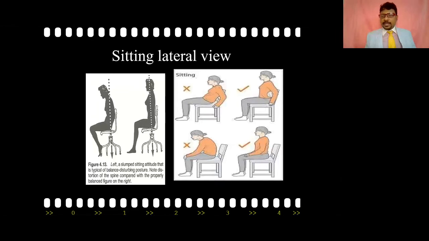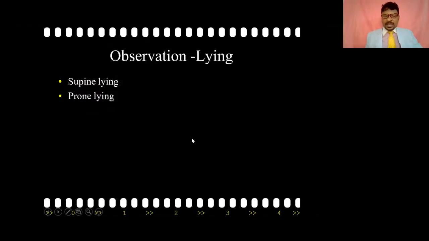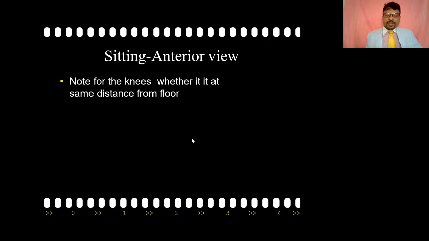The hips are at 90 degrees, the knees are at 90 degrees, and the spine is straight. Also, with back support or without back support, everything is the same. You have to follow the 90-90 pose. Also note whether the knees have the same distance from the floor. It should be the same distance in the sitting position, between the ground and the right and left knees.